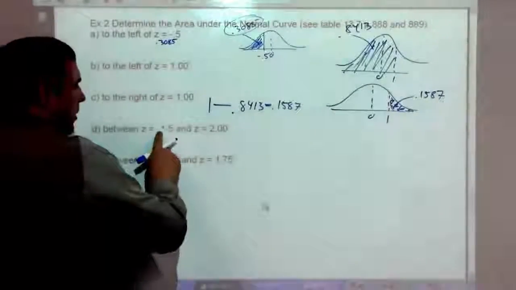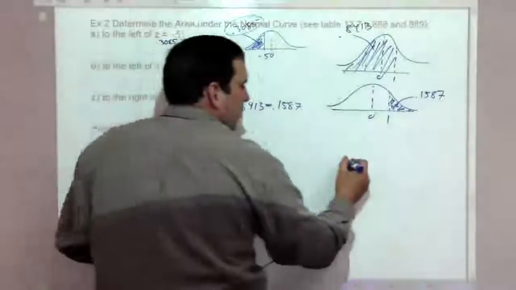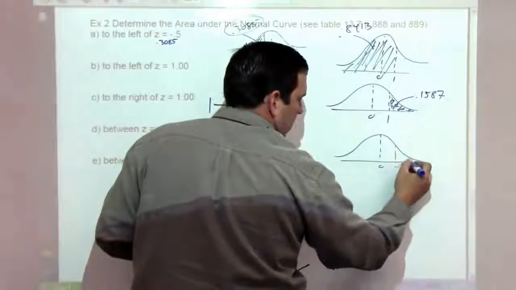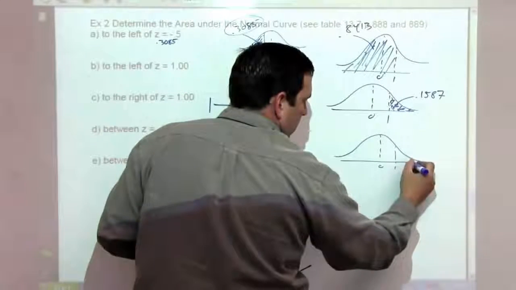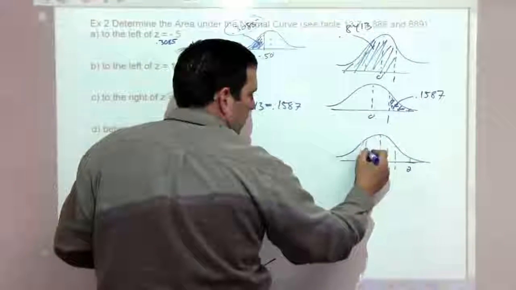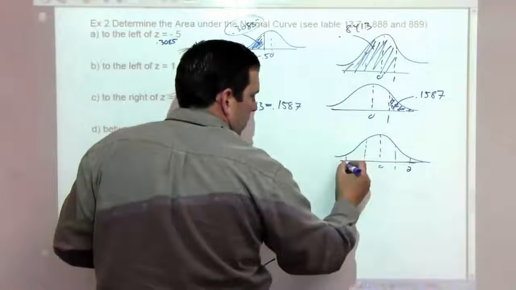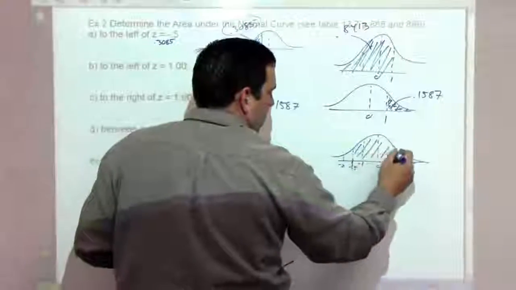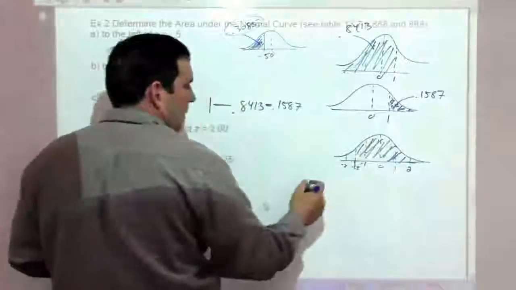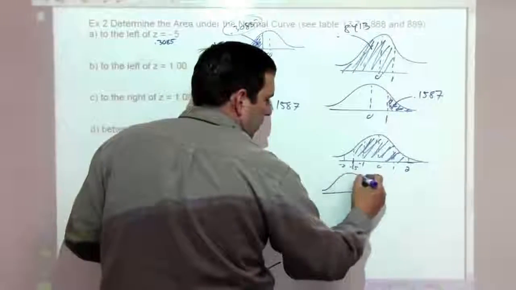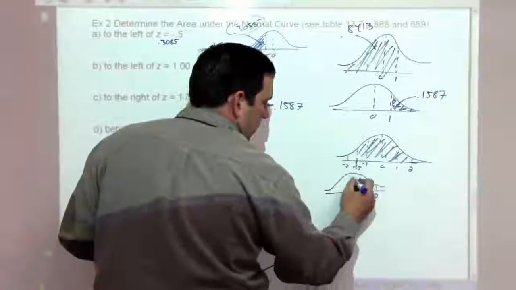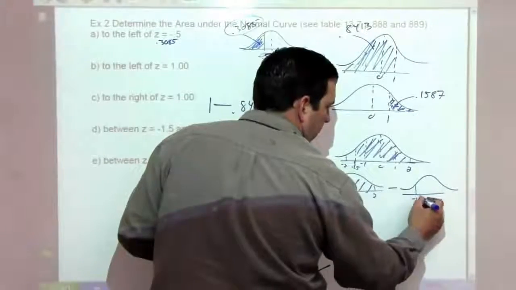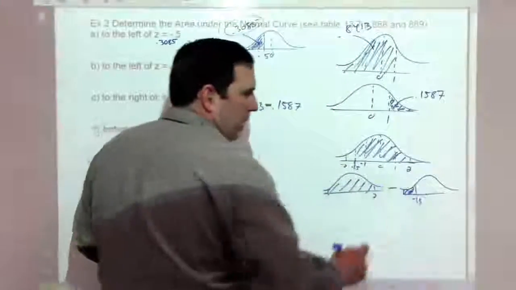The next question is talking about being between -1.5 and 2.0. So we're talking about this region here. One way to view that is to say, what if we did the whole thing from 2 on down minus the part that is from negative 1.5 on down. So we find this value, subtract out that value.